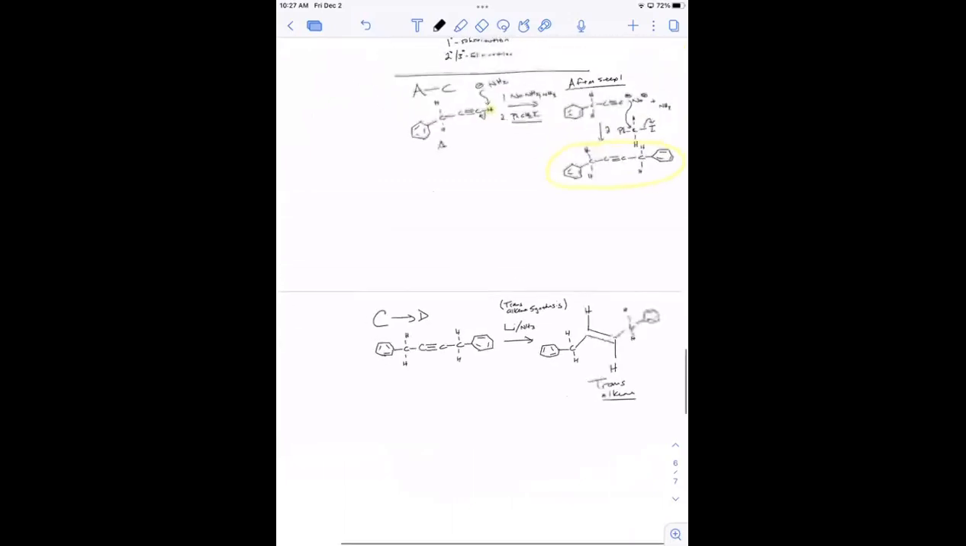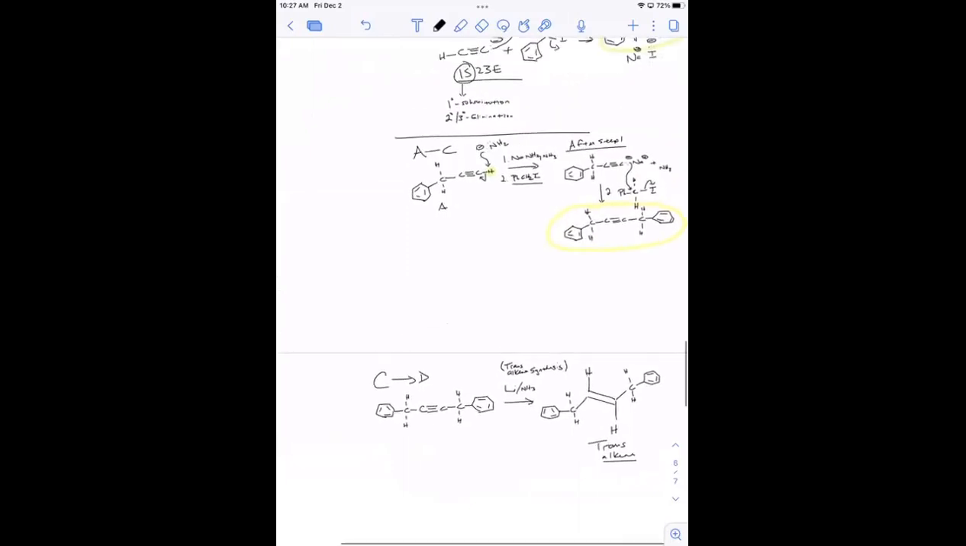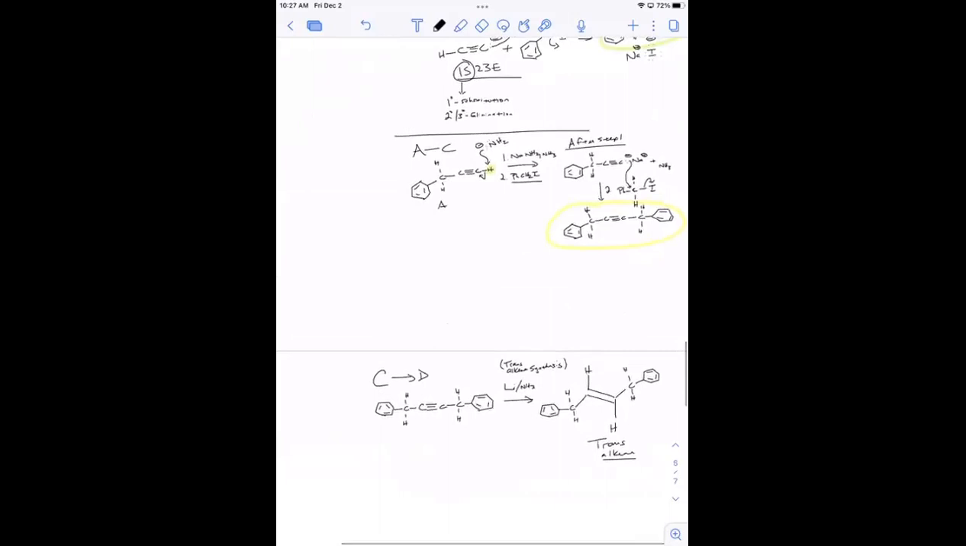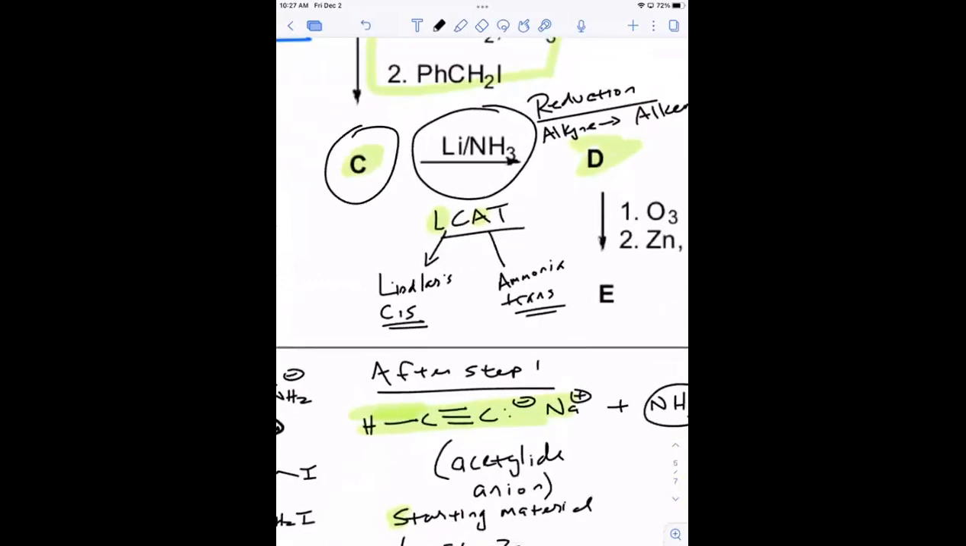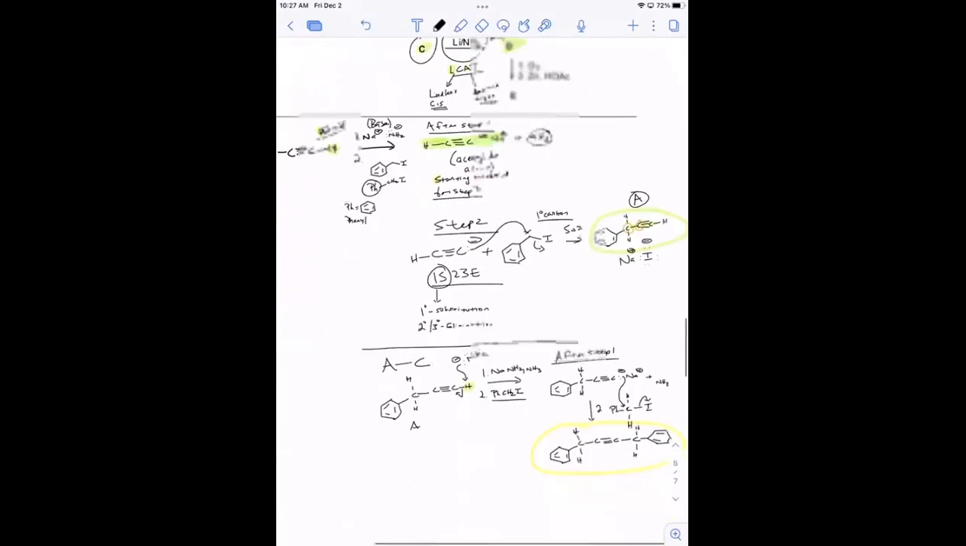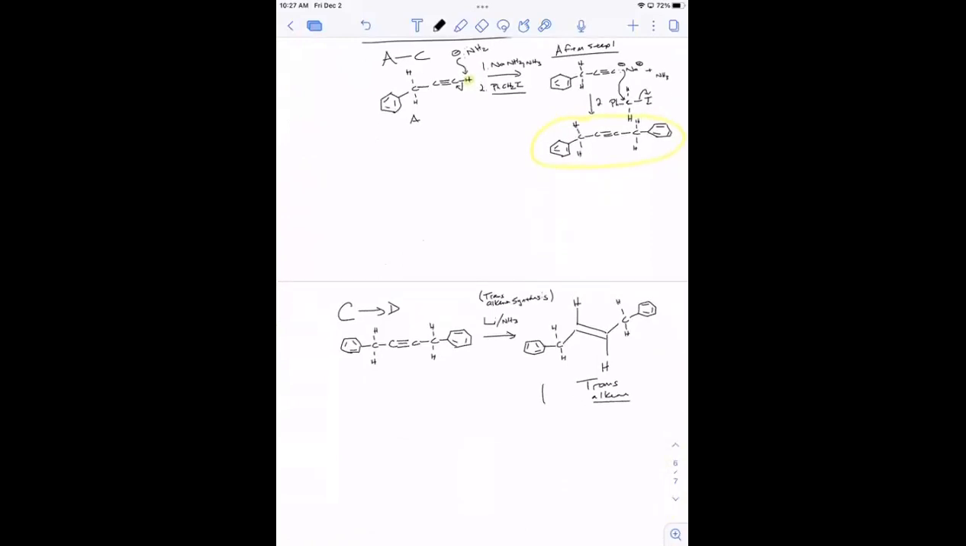Any questions about that? So I took C, which was the alkyne that I made from A, after I made A, and now I'm taking C and converting it into D. That's what this means right here. So whatever C is, I'm reacting that in the presence of lithium and ammonia to give me D. So this is what D looks like. It's a trans double bond. Good. Questions? Any questions about that step?